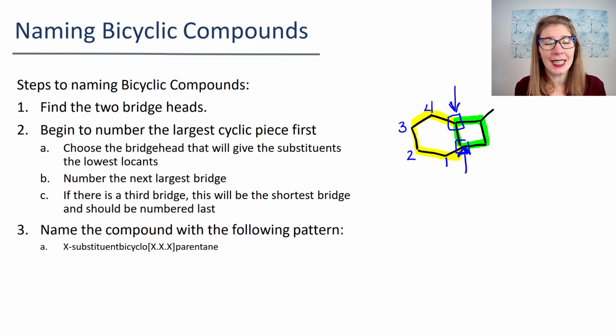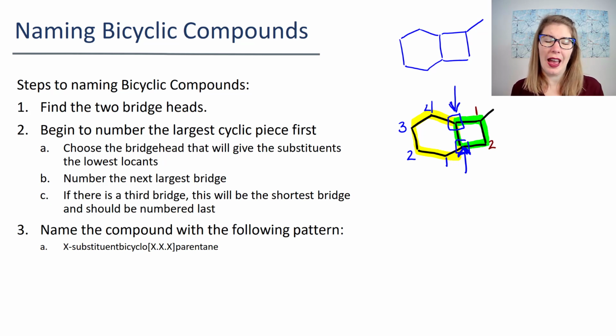Once you get to that second bridgehead, then you number the next largest bridge, right? So we numbered the largest first, and then you go to the next one. So here, this is 1, 2 carbons in that ring. I've redrawn the structure above to show you how this is a fused ring without a third bridge.